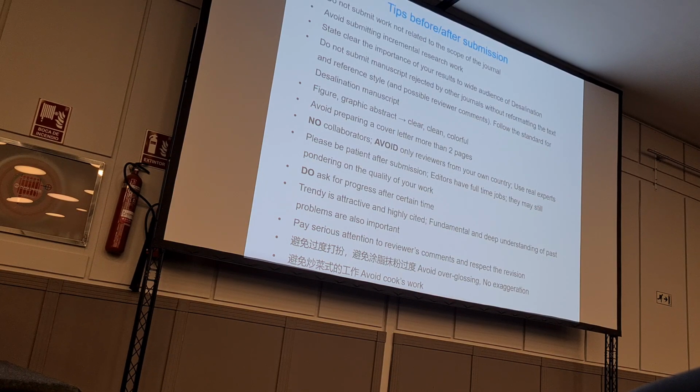When you want to submit a rejected paper, don't just make a revision and then submit. Submit the revision and the response to the rejection comments. This happens very often with many authors. They just forget to attach a response to the comments. Figures, graphic abstract: make them clear, very easy to see, and very colorful, like you wear colorful clothes.